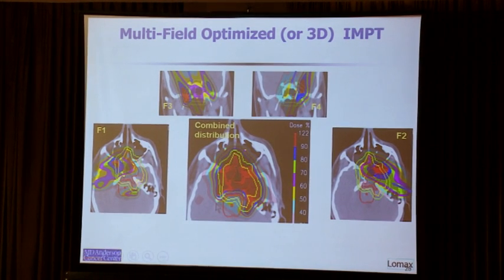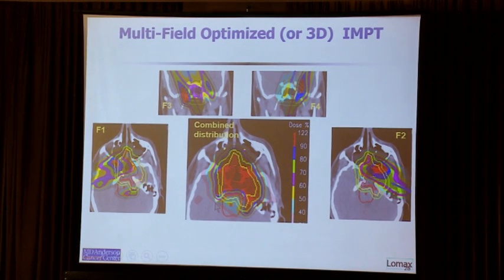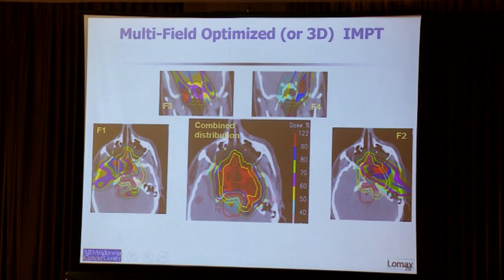Now for IMPT, I mentioned that the uncertainties are more of an issue for IMPT than for passive scattering. And this is the reason. This is an example from Paul Scherrer Institute. What you see is a beautiful dose distribution, but it is composed of 4 very non-uniform dose distributions. The individual dose distributions of the 4 fields are very non-uniform. But when they come together, they make this beautiful dose distribution. They fit like a jigsaw puzzle.